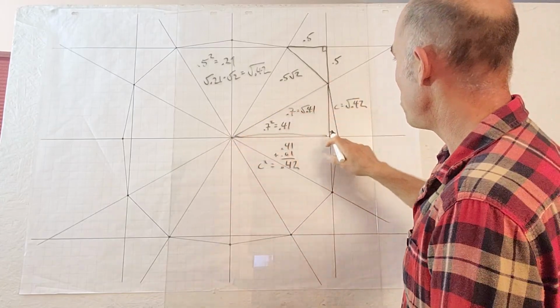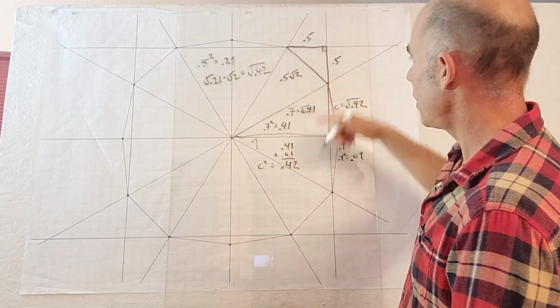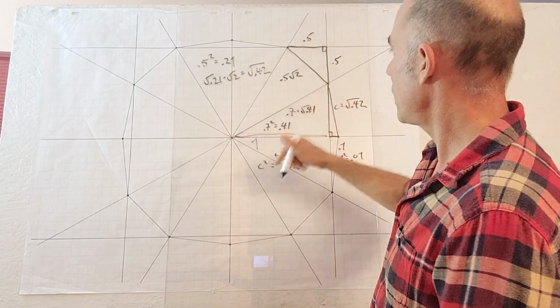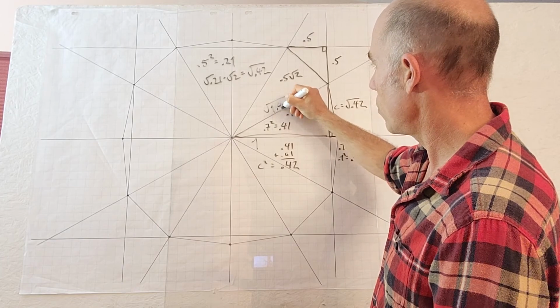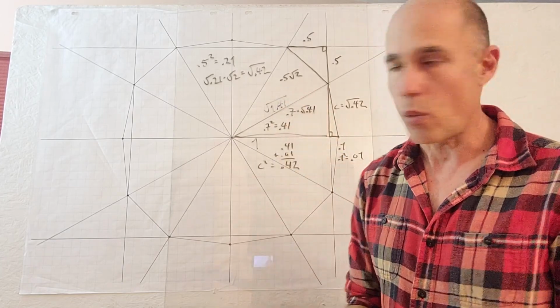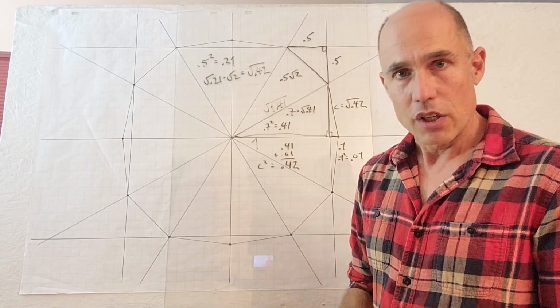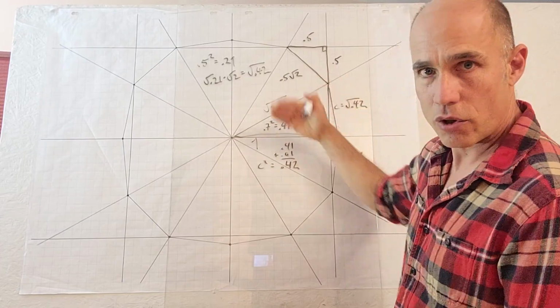So we know that the bottom length here is just the length of 1, and this length here is 0.7, or the square root of 0.41. So this length becomes the length of 1, or the square root of 1.41, again applying the Pythagorean theorem.